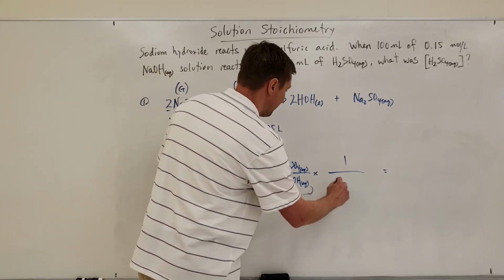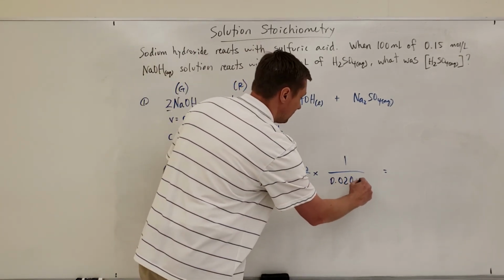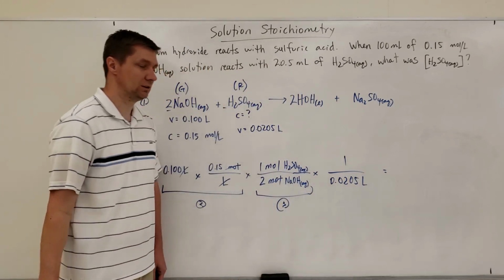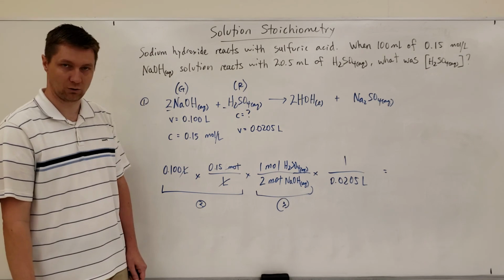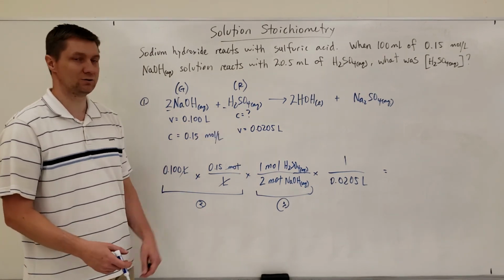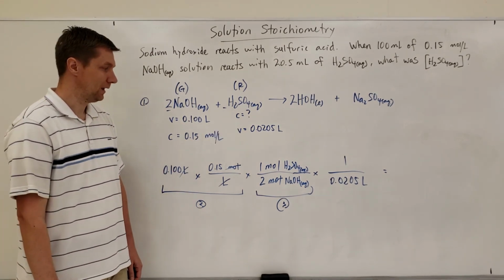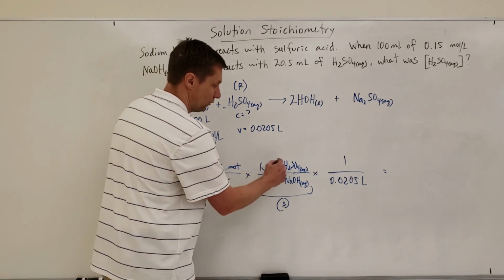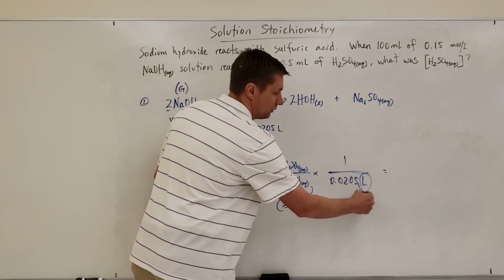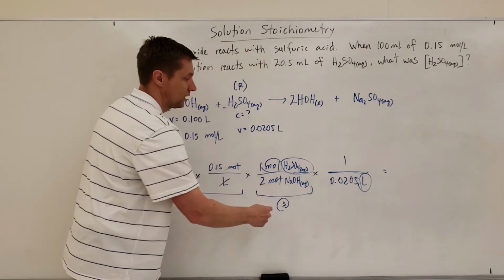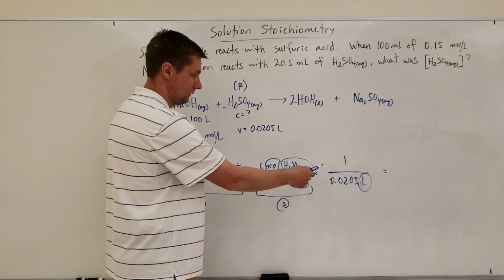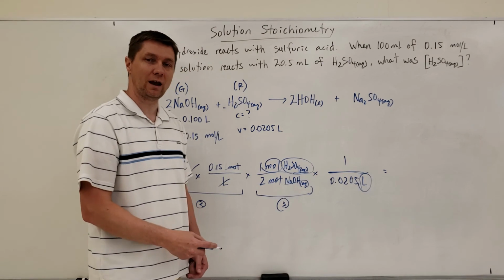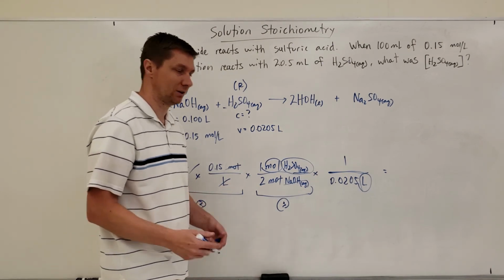And I'm just going to divide by how many liters I have in the question, which is 0.0205 liters of sodium hydroxide solution. And then you can see I've got moles per liter of sodium hydroxide. That NaOH canceled out over here. And you plug this into your calculator and you end up with 0.37 moles per liter.